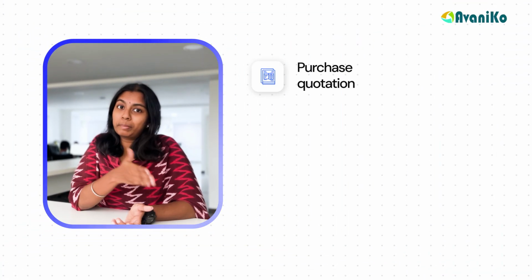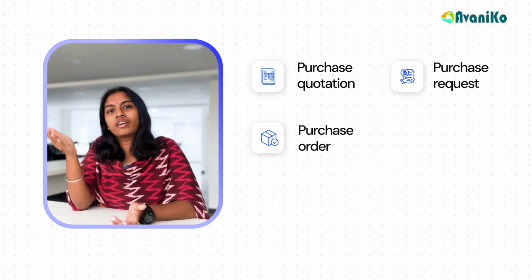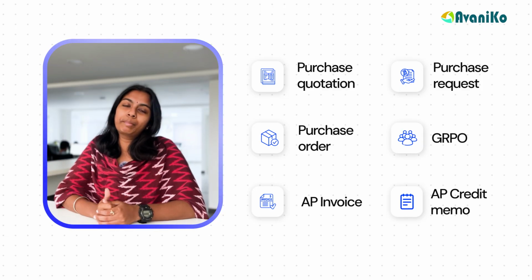In the previous video, we were seeing about the Dunning Wizard. In today's video, we're going to see about the purchase module. The purchase module is similar to the sales module, which has purchase quotation, purchase request, purchase order, GRPO, AP invoice, and finally the AP credit memo.